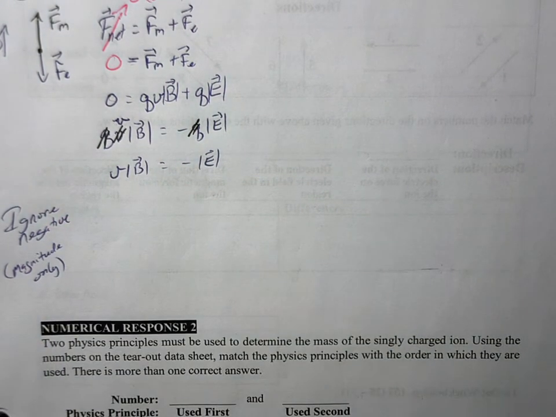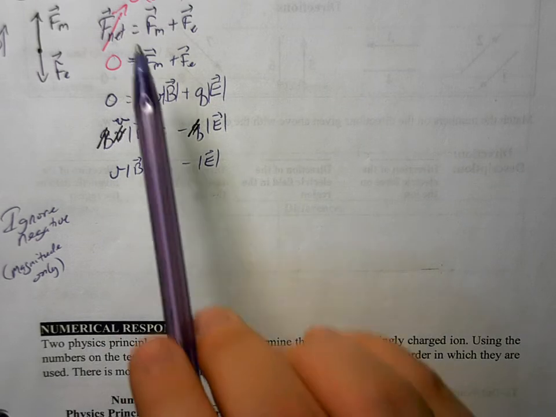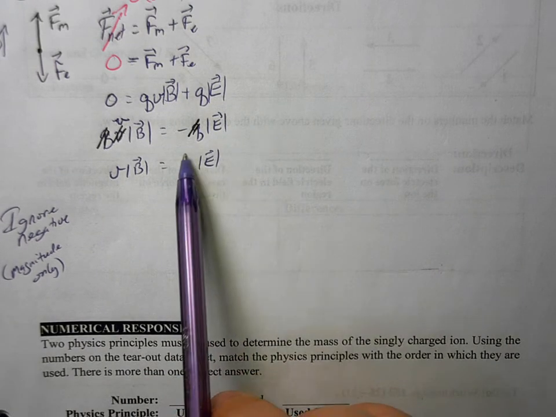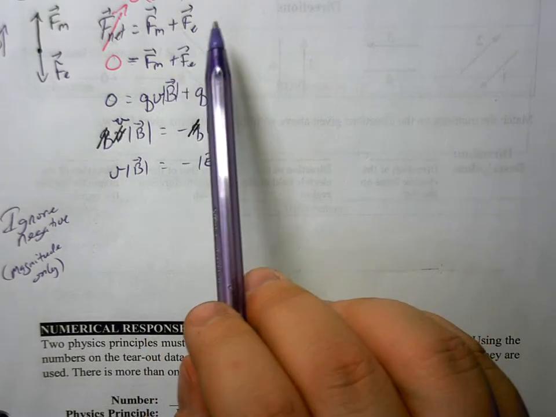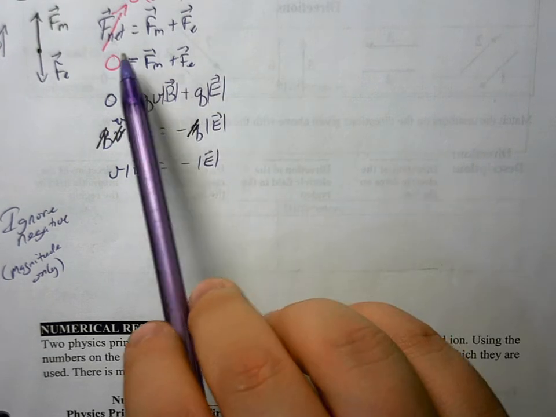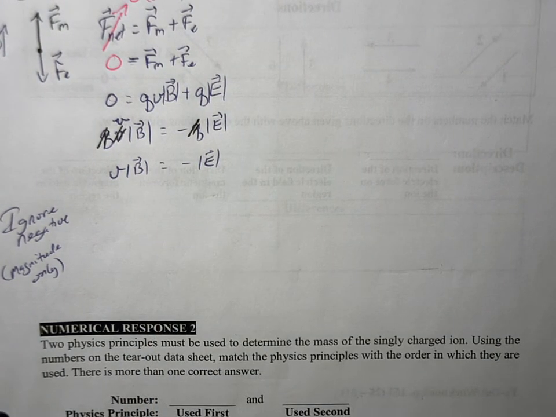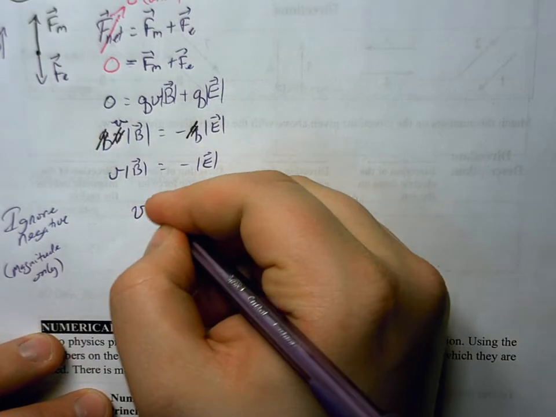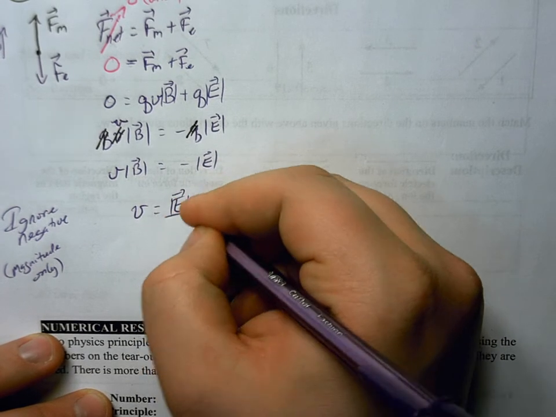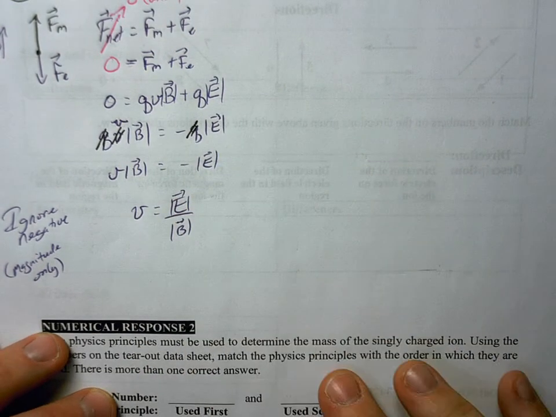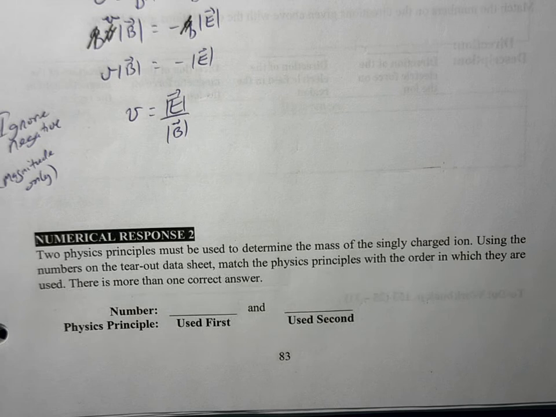Some of you would have probably written this differently. Instead of avoiding that problem, you would have embedded your negative in FE, so you would have written FM minus FE, and that's fine too. I've just found that trying to switch notations causes students confusion, so I'm going to go with this. I'm going to go with V equals E over B. Again, don't worry too much about that negative sign there.